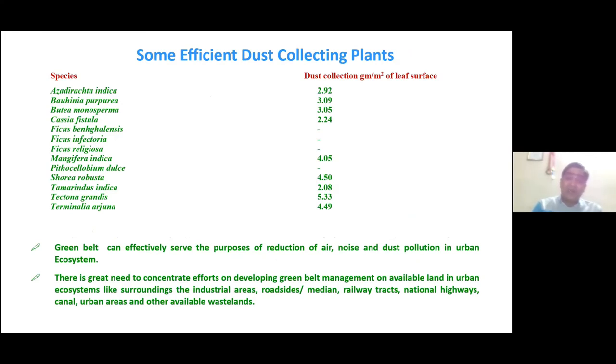So we can reduce pollution by using different selective species, according to the type of pollutant. Some efficient dust collecting plants we have evaluated on the basis of our R&D study.